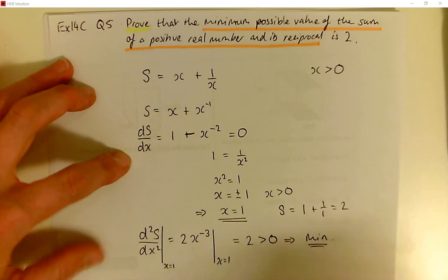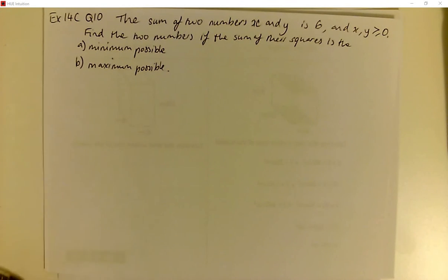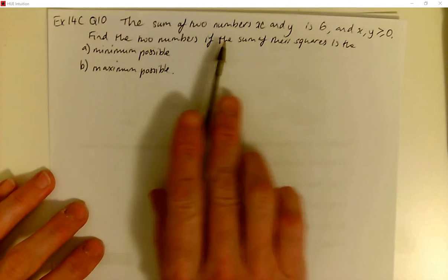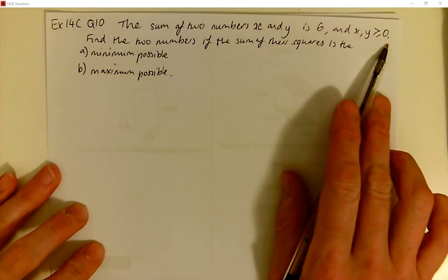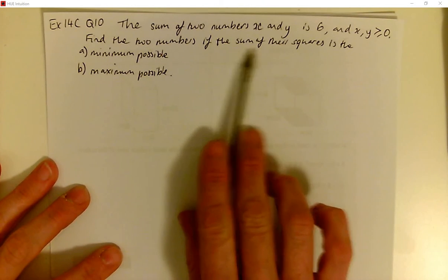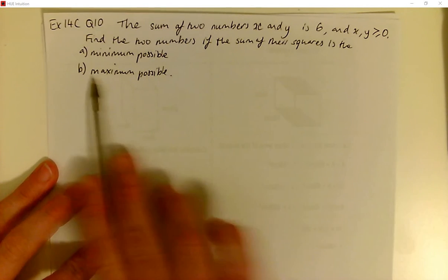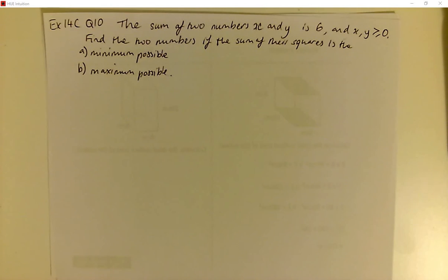Okay. Right, one more problem solving type to do. Different flavour this time. So the sum of two numbers, x and y, is 6, and they're both non-negative. Find the two numbers if the sum of their squares is the minimum possible, and secondly, if the sum of their squares is the maximum possible. It's just a find question, so we can do it however we like.